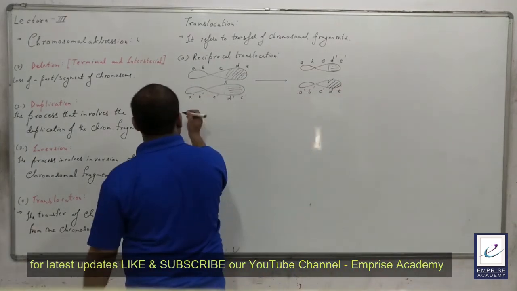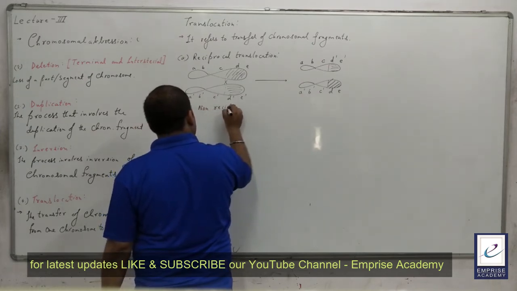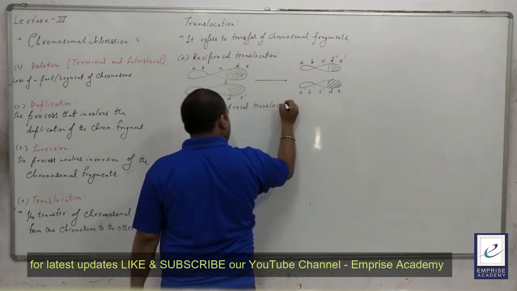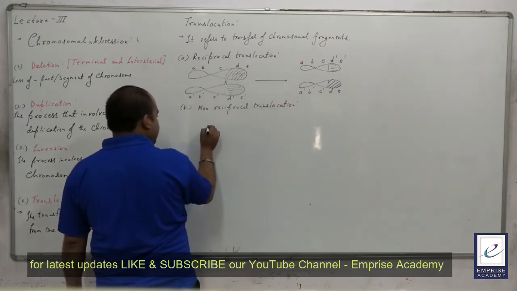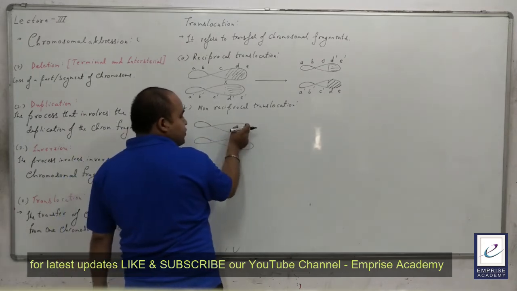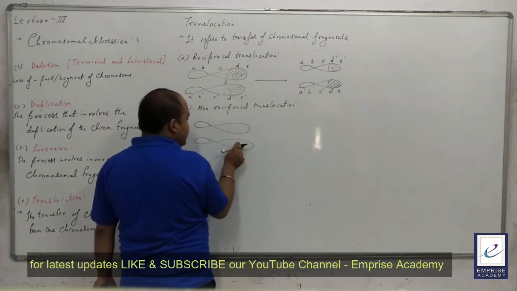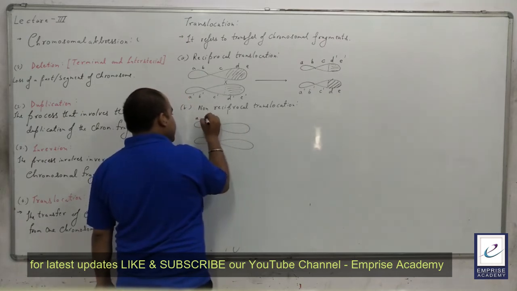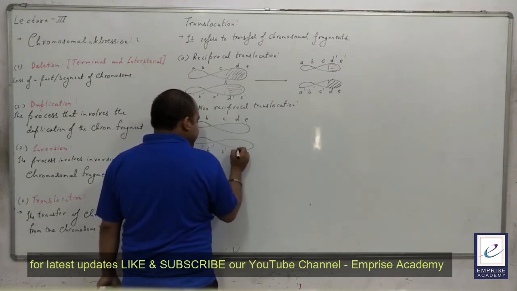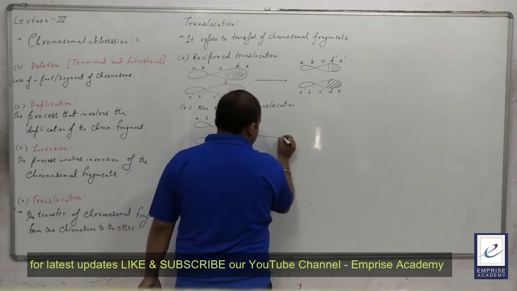The second is non-reciprocal translocation. In the case of non-reciprocal translocation, what is going to happen? One part of the chromosome will move to the other chromosome, but no other part from this chromosome will enter into the other. For example, if this is A, B, C, D, E, this is A dash, B dash, C dash, D dash and E dash, which represent the alternate form of the genes, then what is going to happen?